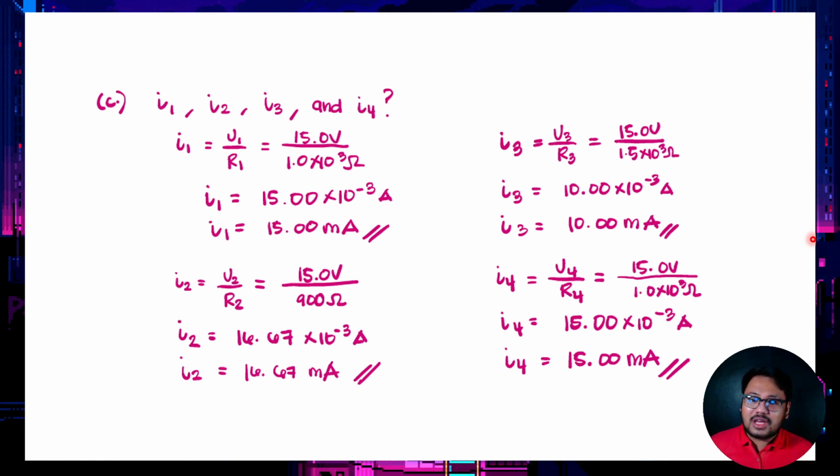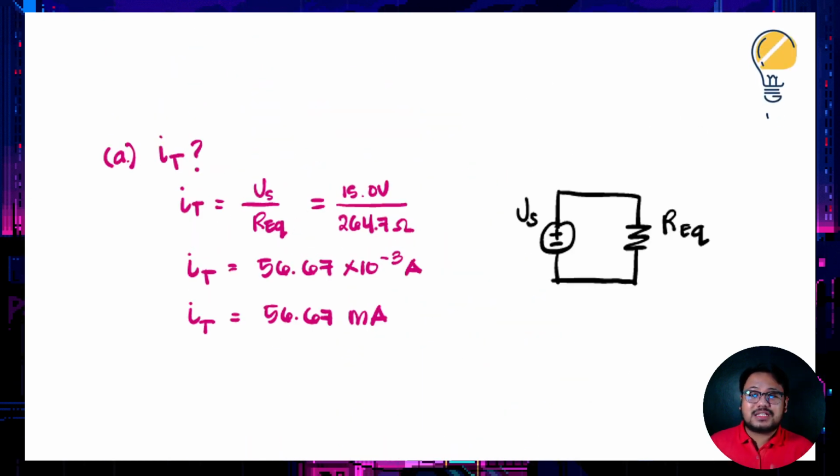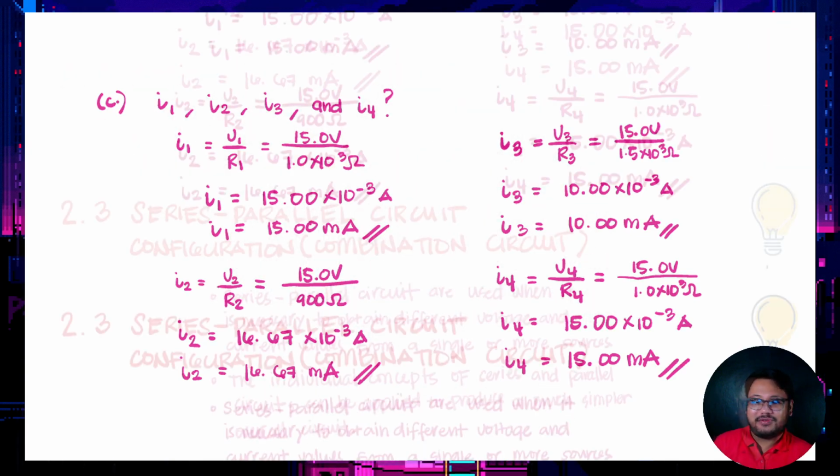Meaning to say, if we add up I1, I2, I3, and I4, it will be equal to our total current, and that is 56.67 milliamperes. So that's up to you to add this: 15 milliamps plus 16.67 milliamps plus 10 milliamps plus 15 milliamps. It will be equal to our answer in letter A. So that's for example number 4.